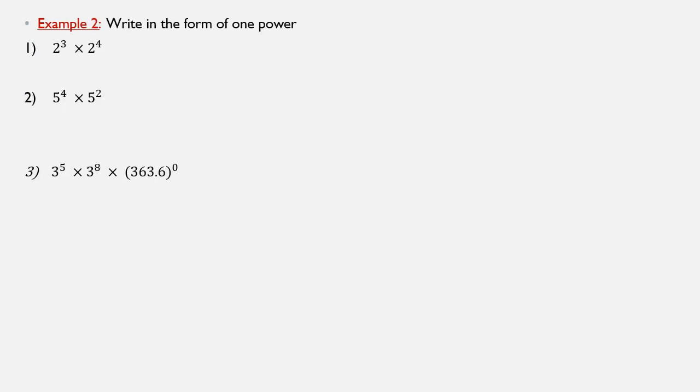Example 2. Write in the form of one power. Part 1. 2 to the power 3 times 2 to the power 4. Part 2. 5 to the power 4 times 5 to the power 2. Part 3. 3 to the power 5 times 3 to the power 8 times 363.6 to the power 0. Let me explain the question: write in the form of one power means that in the answer we must have only one base and only one exponent.